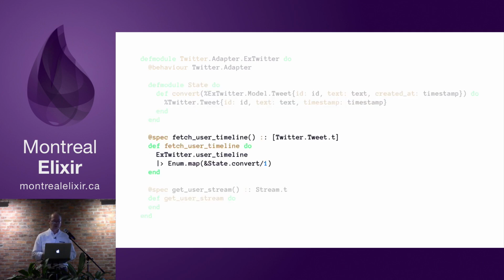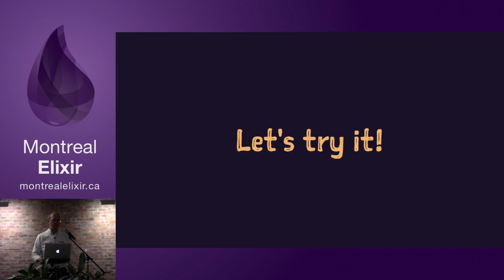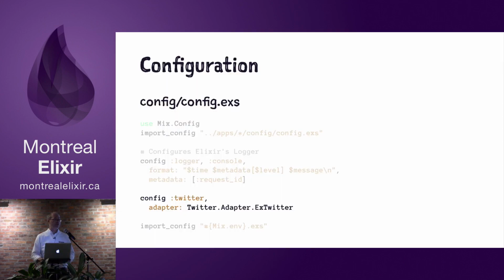So we fetch a user timeline calling the xTwitter user timeline function, and then we're just enumerating over the list, and we call the convert function that we have here. So this is basically converting the tweets we get from xTwitter to our own tweet structs. So let's try it. But first, we need to configure stuff.